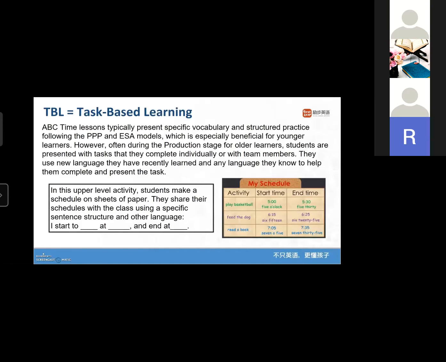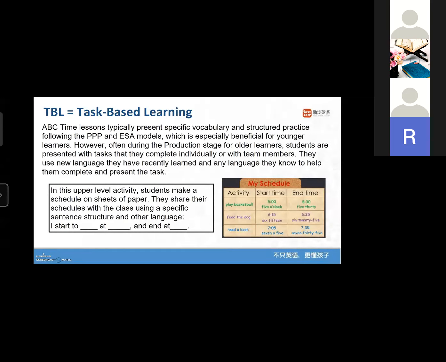ABC time lessons are not designed fully around the TBL model. Instead, ABC time lessons typically present specific vocabulary and structured practice following the PPP and ESA models, which is especially beneficial for younger learners. However, often during the production stage for older learners, students are presented with tasks that they complete individually or with team members.